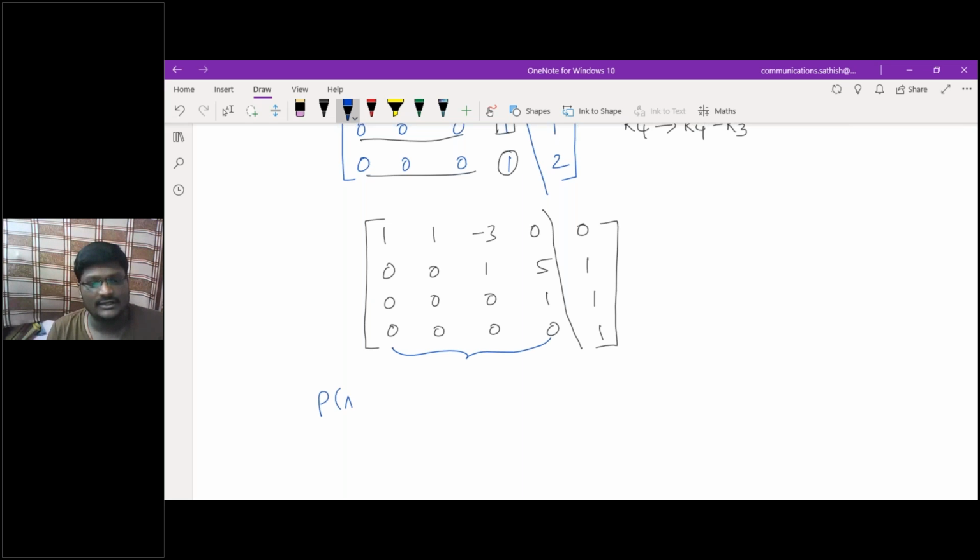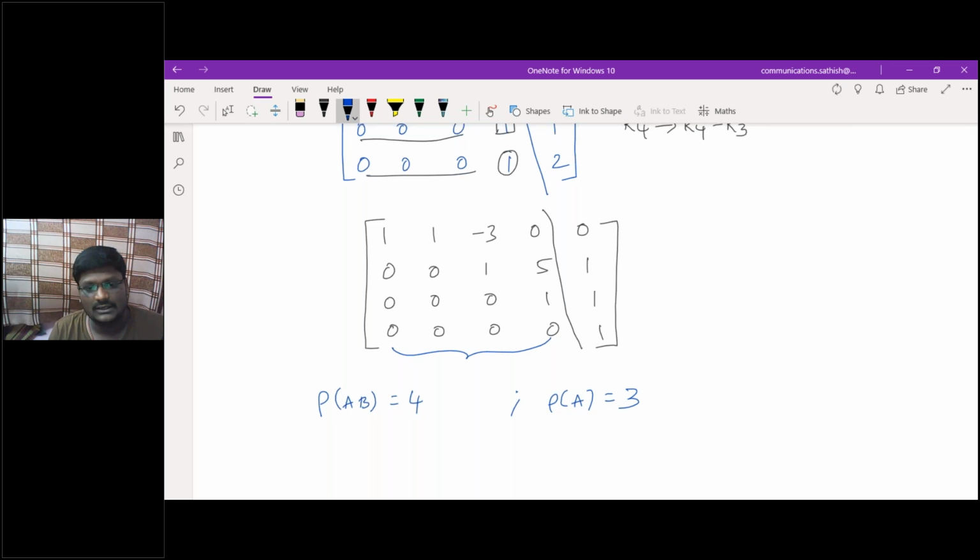Now can you tell me what is the rank of your augmented matrix? Rank of augmented matrix AB is 4, sir. Rank of A is 3, sir, because this is a 0 row.